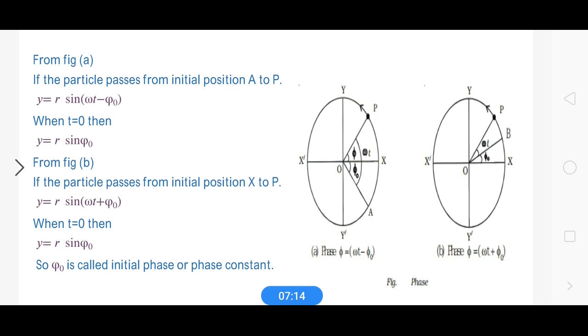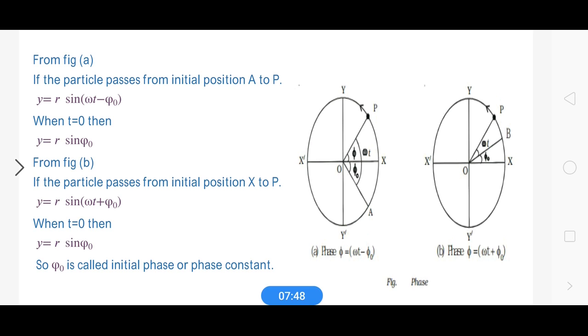Means the particle is at a B point. So the initial displacement is phi naught, and during the time t seconds it is shifted to P point. So the angular displacement is omega t. So the total displacement is equal to omega t plus phi naught. So y is equal to r sin(omega t plus phi naught) is the displacement of the particle executing SHM.